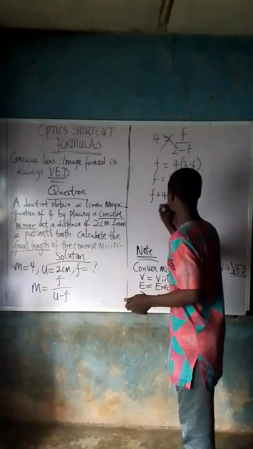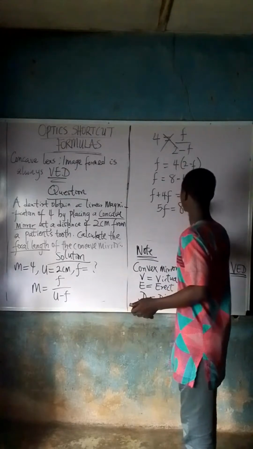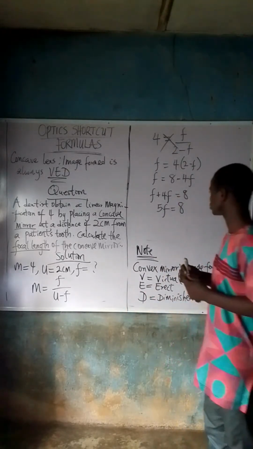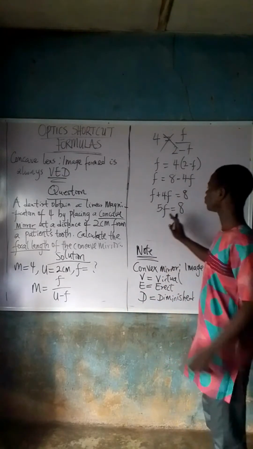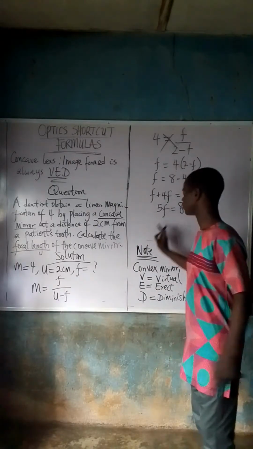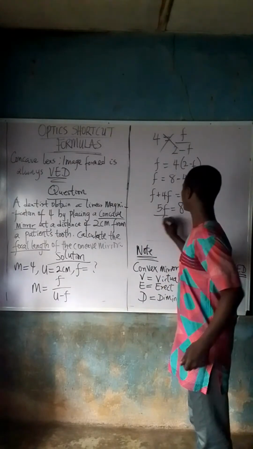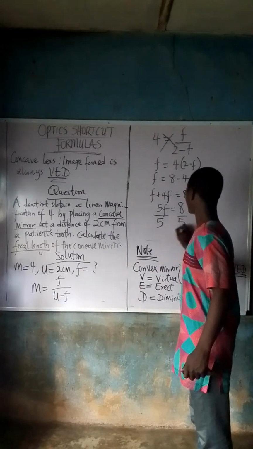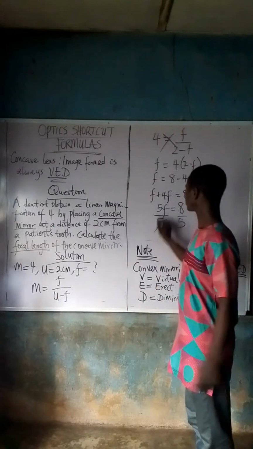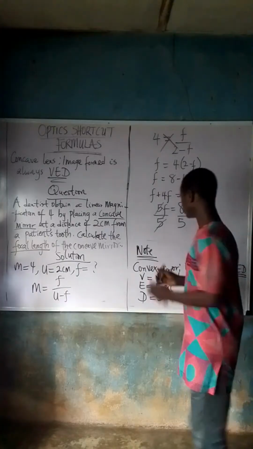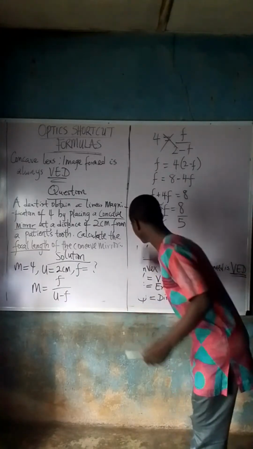5f equals 8. Are we still together? So let's progress. Now we are looking for f, not 5f. So we'll divide both sides by whatever is in front of f, which is 5. 5 cancels 5. F will now be equals to what?